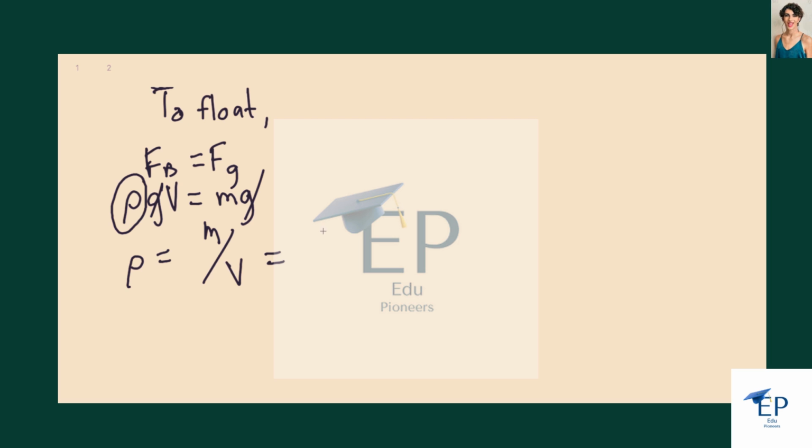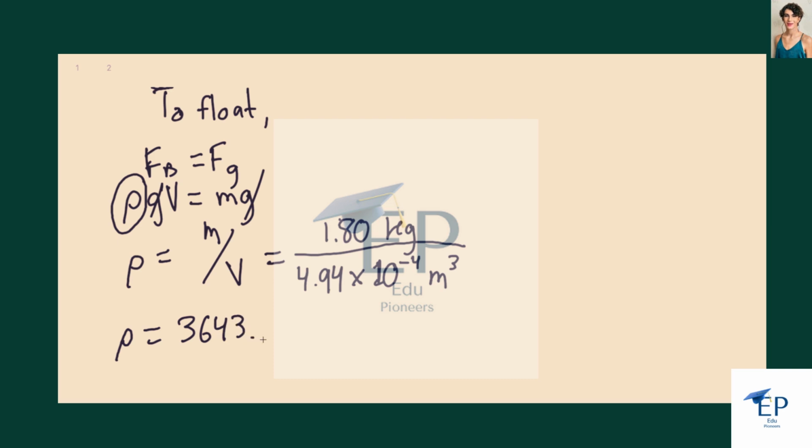And for the mass, we're going to be using the mass of the rock, so 1.8 kilograms. And then for the volume, we'll be using the volume that we found in the previous slide of 4.94 times 10 to the negative fourth meters cubed. At this point, we find that the density is equaling 3,643.72 kilograms per meter cubed. So this is the density of a liquid such that the rock will float upon it.